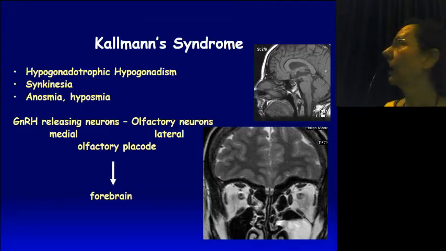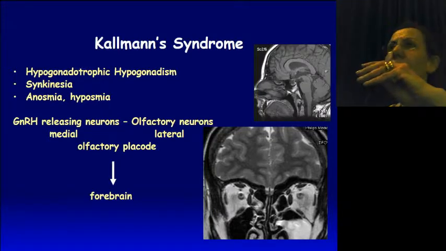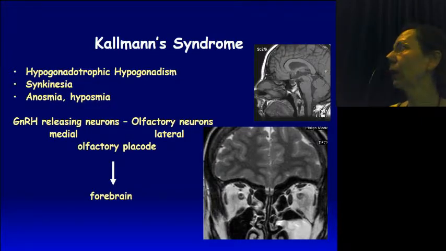Kallmann syndrome. In Kallmann syndrome, there is hypogonadotrophic hypogonadism associated with synkinesia and anosmia or hyposmia. What has hyposmia, anosmia to do with hypogonadotropic hypogonadism? The answer is here. The GnRH releasing neurons responsible for gonadotrophins are neighbors early in embryogenesis with the olfactory neurons. You see this represents the medial part. This represents the lateral part of the olfactory placode in order to form the midbrain.